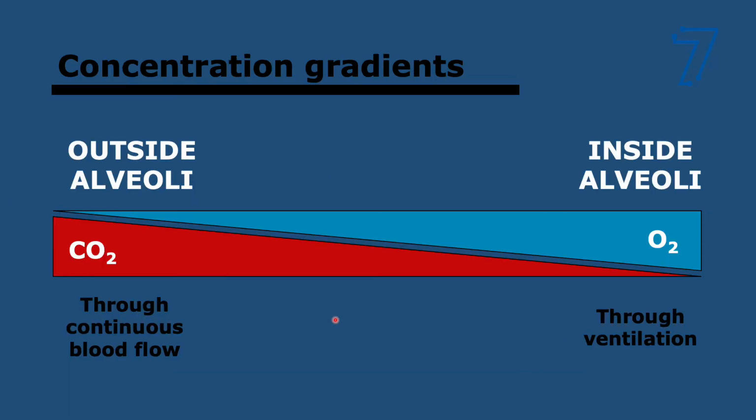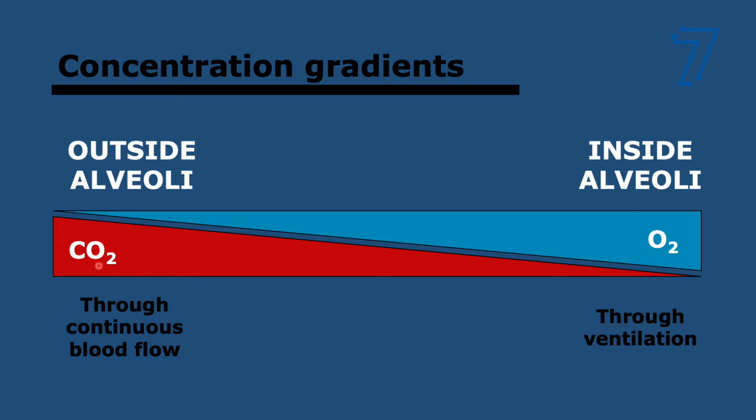Now, gas exchange happens only if there are concentration gradients. That's very important to understand. So these must be maintained. How's that done? Well, that's done through continuous blood flow. That happens through dense networks of blood vessels, which carry a low concentration of oxygen and a high concentration of carbon dioxide. Why? Due to aerobic respiration. So cells use up oxygen and then excrete CO2.